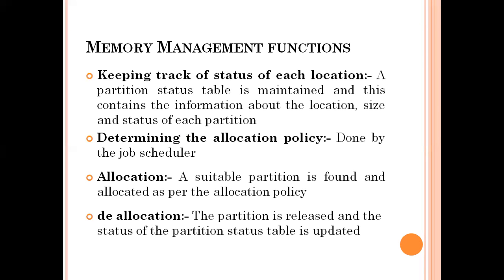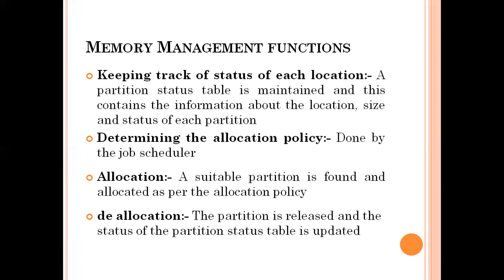That is, the location of each partition: what is the starting address of each partition, what is the size of each partition, and what is the status of each partition. For example, 0 to 2000 bytes is occupied by the operating system. Suppose the first partition starts at 2000 and goes up to 5000, then the partition status table contains the location of the partition as 2000, the size as 3000, and the status as free.